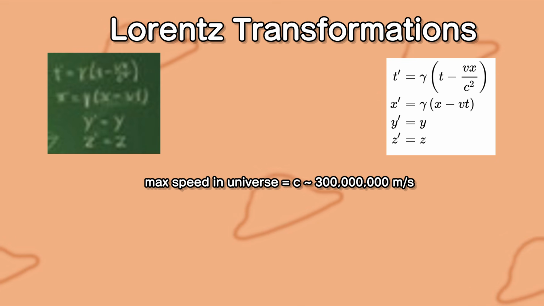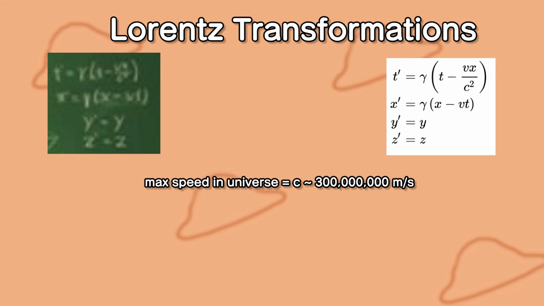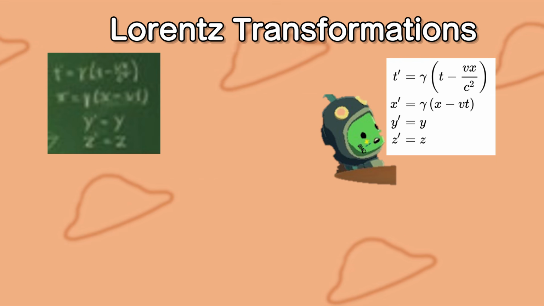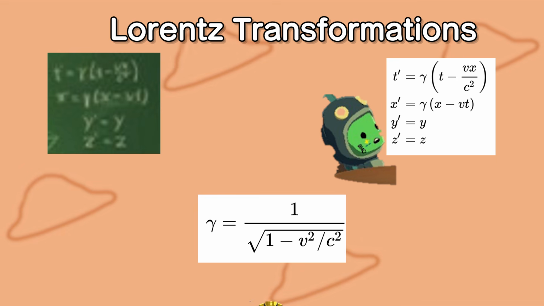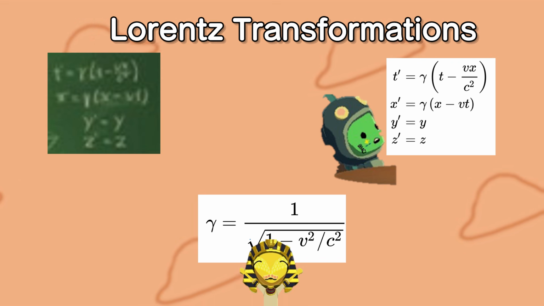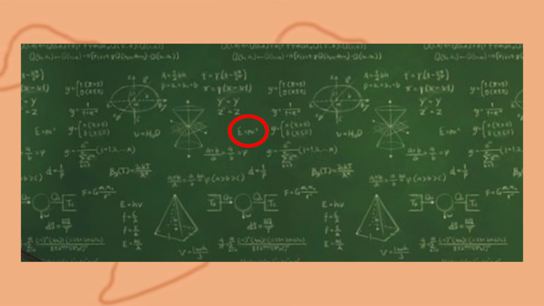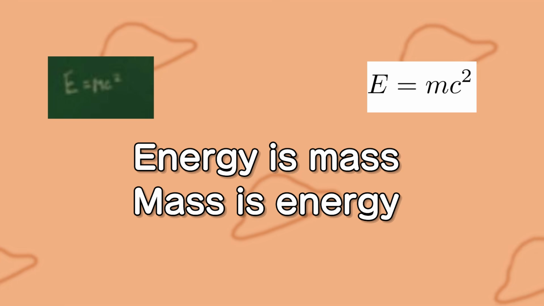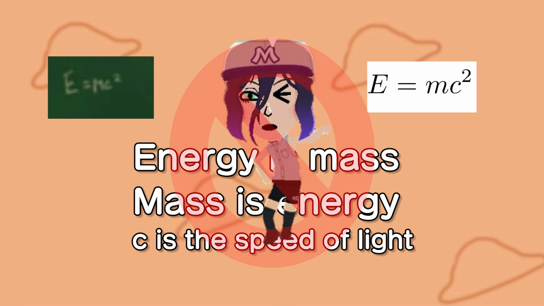This is because the max speed in the universe is the speed of light. So the length and time have to change in order to respect the speed limit. Here this letter gamma is dependent on your speed and tells you how the length and time are affected for you. As we are on the topic of relativity, here's the most famous equation of all time, E equals mc squared. Energy is mass, mass is energy, this is the speed of light, please do not make bombs.